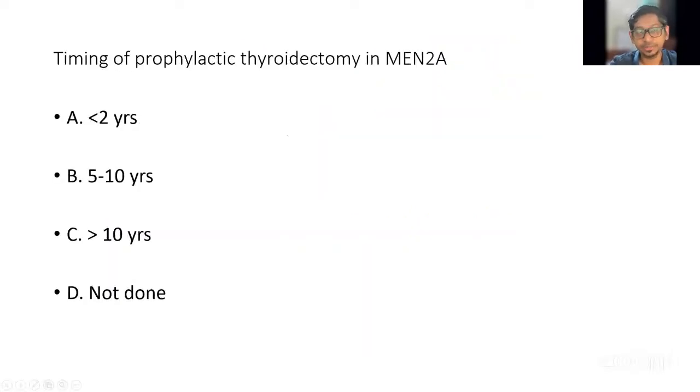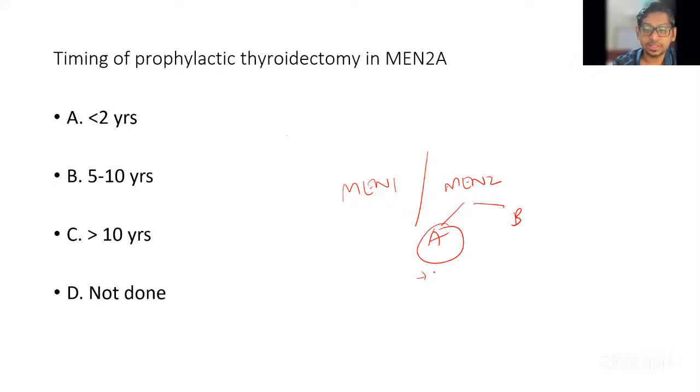Very important question. A lot of questions have been asked this time with multiple endocrine neoplasia. So, timing of prophylactic thyroidectomy in MEN2A. Again, this can be directly asked. You can have a clinical scenario, and they can give you components of MEN2A. When we talk about MEN syndrome, we have a MEN1 and a MEN2. We are going to be talking about MEN2. MEN2 has a MEN2A and a MEN2B. MEN2A has these components. Remember, it has medullary thyroid cancer, pheochromocytoma, and it has primary hyperparathyroidism. These are the MEN2A features.